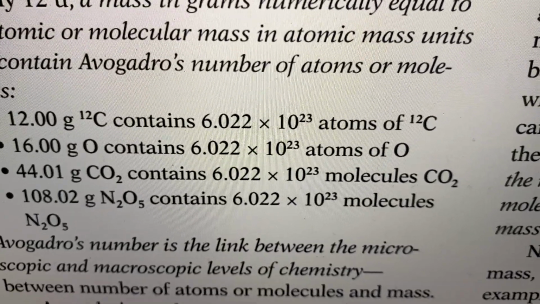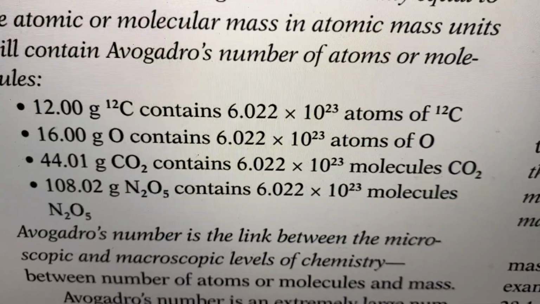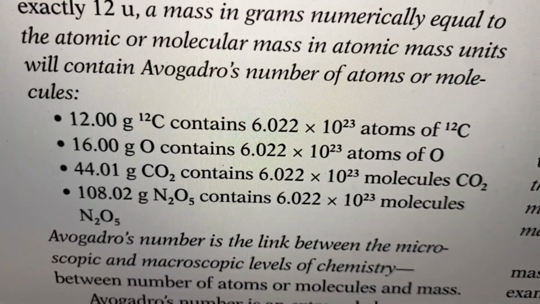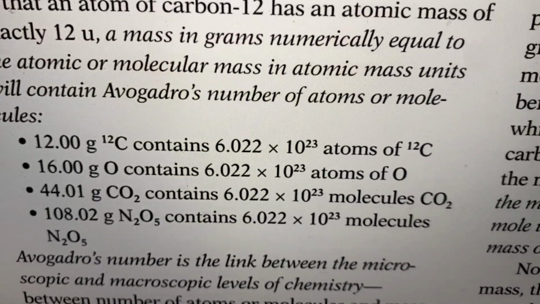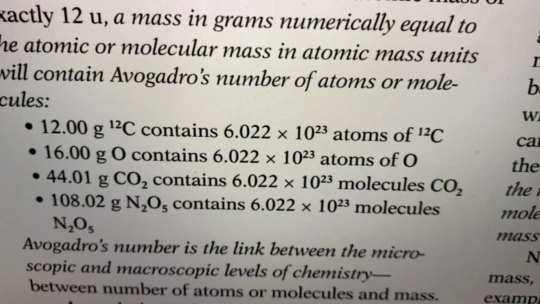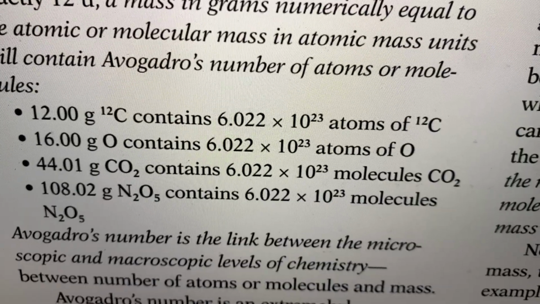So that's of carbon-12. Then, with the carbon-12, it's going to take 16 grams of oxygen, and basically you're going to multiply that by Avogadro's number, which is 6.022 times 10 to the 23rd atoms of oxygen.